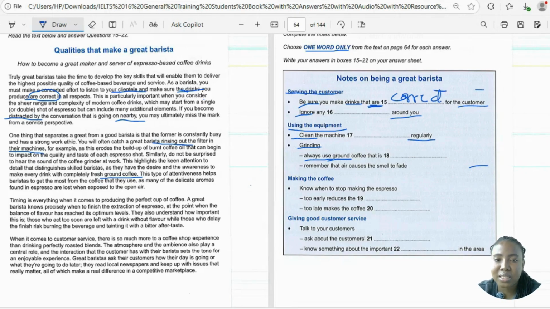Okay, so let's look at 16. It says, ignore any dash around you. And we saw distracted, and we saw nearby as a paraphrase of around you.